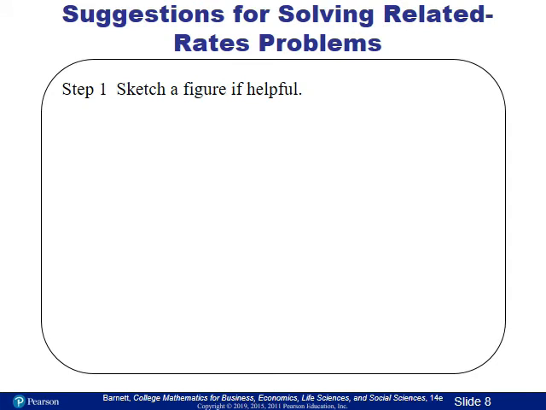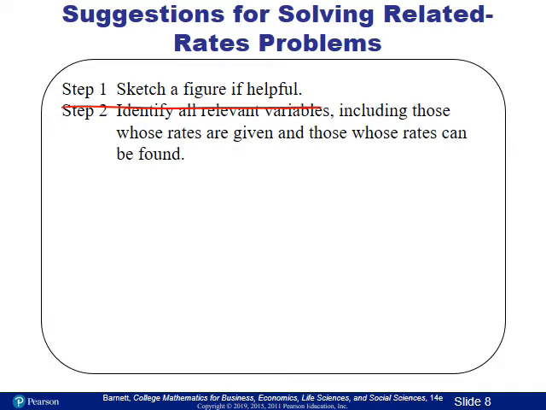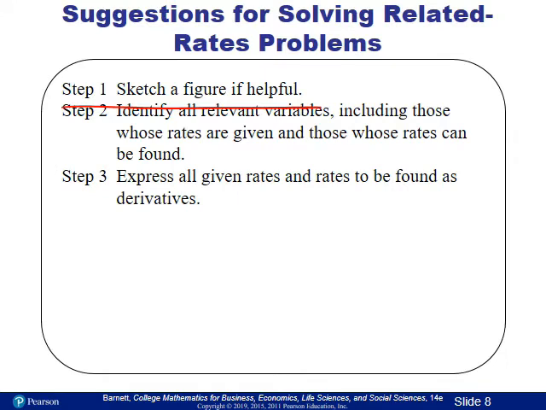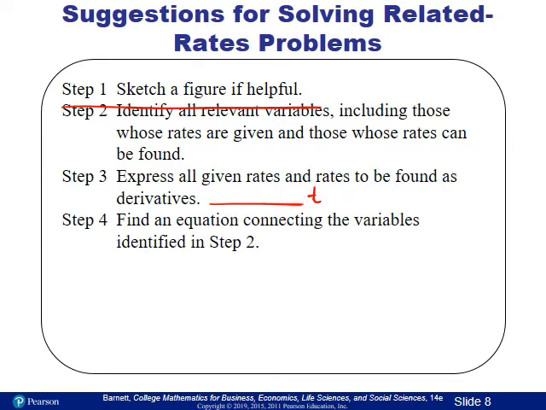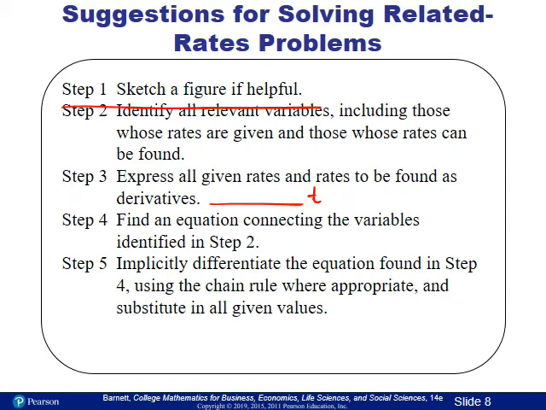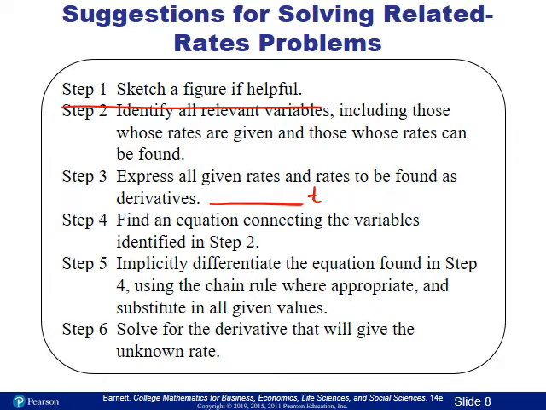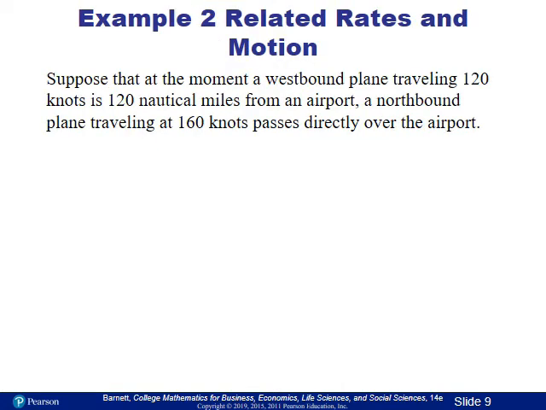Normally we follow these simple steps. Sketch a figure if helpful. Identify all relevant variables, including those whose rates are given and those whose rates can be found. Express all given rates and rates to be found as derivatives with respect to t. Find an equation connecting the variables identified in step 2, take the implicit derivatives, and solve for the unknown rates.